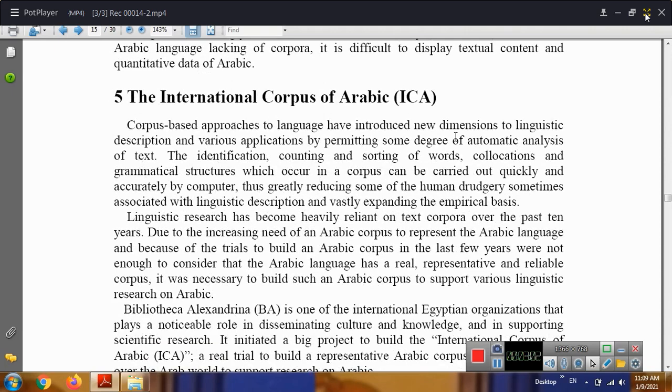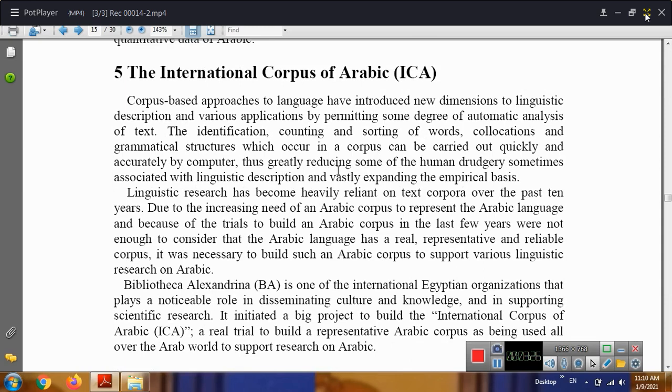Corpus-based approaches to language have introduced a new dimension to linguistic description and various applications by permitting some degree of automatic analysis of text. The identification, counting, and sorting of words, collocations, and grammatical structures which occur in a corpus can be carried out quickly and accurately by computer, thus greatly reducing some of the human drudgery sometimes associated with linguistic description and vastly expanding the empirical basis. Linguistic research has become heavily reliant on text corpora over the past 10 years.